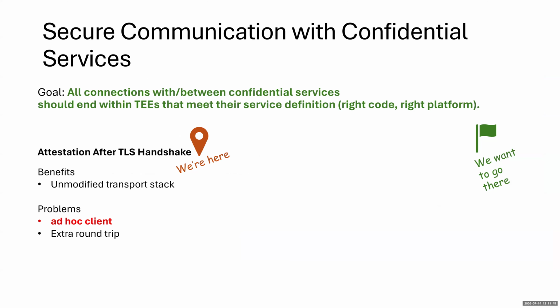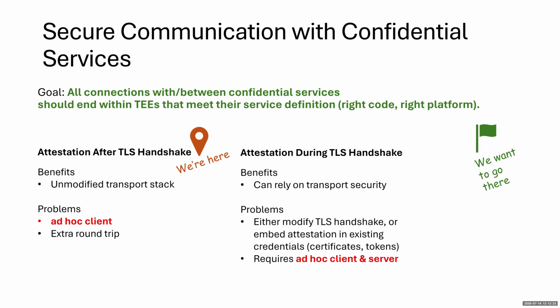Today, the way we do all of these things is we do attestation after the TLS handshake. Again, this is not always true, but I think it's largely true at Microsoft. The benefit is that you don't have to modify your transport stack, so you can use your standard transport, your standard TLS. But you end up with ad hoc clients, because the clients have to do extra work after they've done this initial connection establishment. There's a bit of risk if there's a delay, and you also end up with some extra round trips. You end up having to maybe talk to other components or other services to establish things.